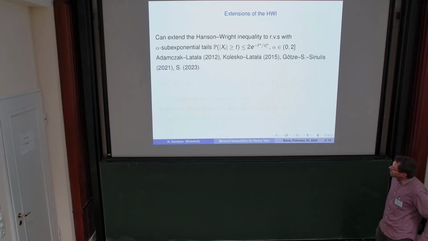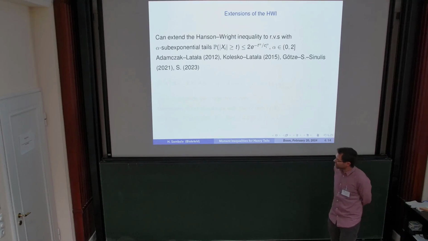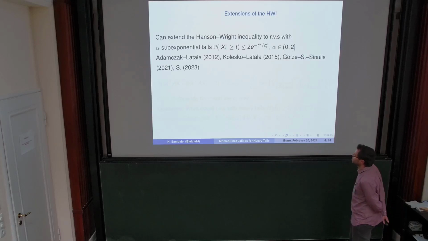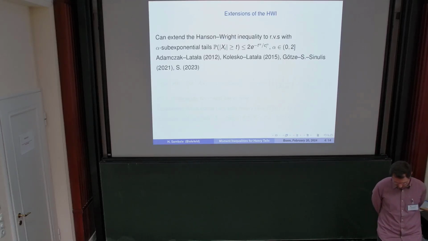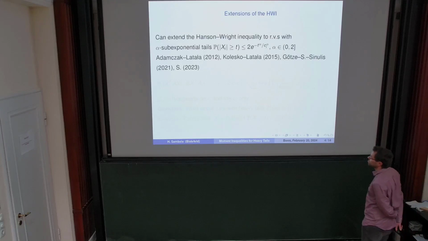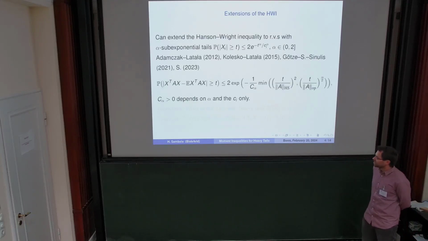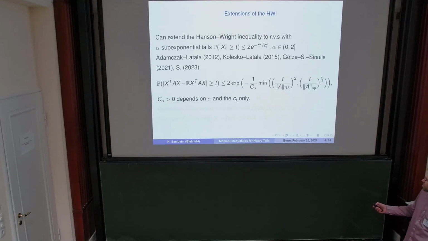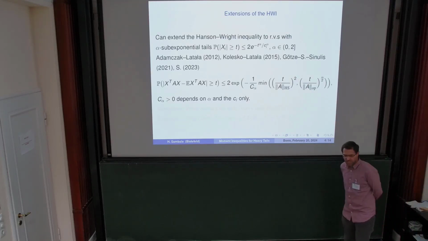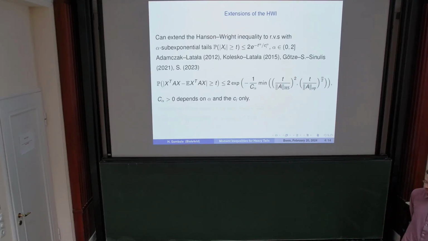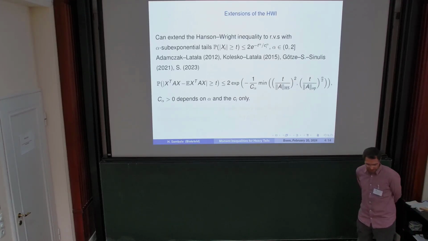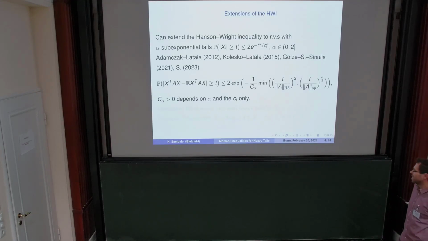Yeah? And then there's also a lot of literature around all this. For instance, by Adamczak, Latała, Kolesko and Latała, and also some contribution from myself together with Goethe and Zinulis. And one possibility to derive a Hanson-Wright-type inequality for such random variables looks like that. Well, you see it's similar, and what I should also say is that this is not the sharpest version you can get. Yeah? It's just one simple example of how this can look like.